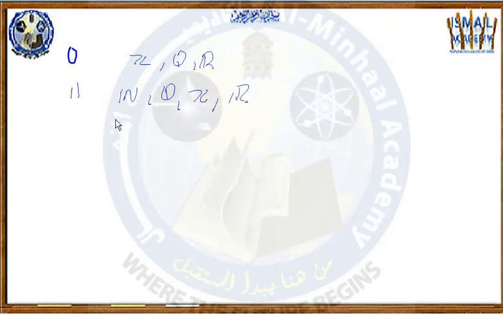What about number 3 halves? Number 3/2 is Q and R. There's no N. N is natural numbers: 1, 2, 3, 4. 3 halves is not a whole number. It's a fraction. So it's going to be Q and R.